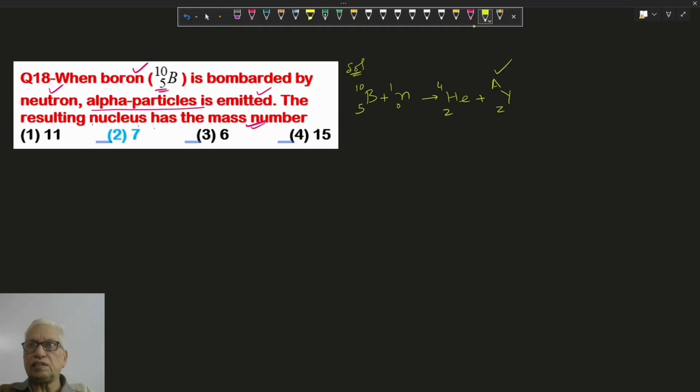So if we add on the left hand side, by the charge conservation law, 5 plus 0 equals 2 plus Z. Z will become 3. For mass, 10 plus 1 equals 4 plus A, so A will be 11 minus 4, that is 7. So the answer is 7 here.